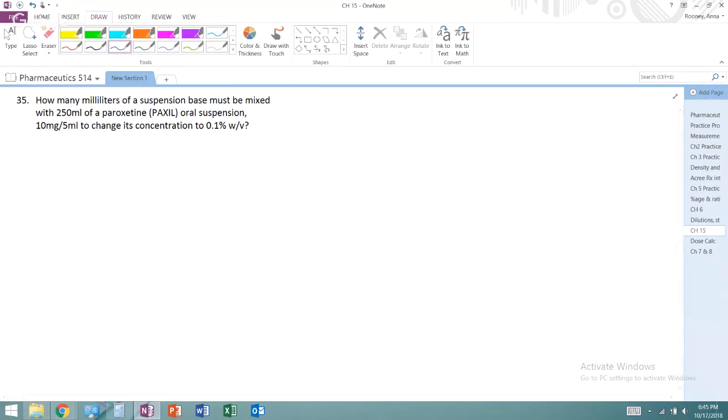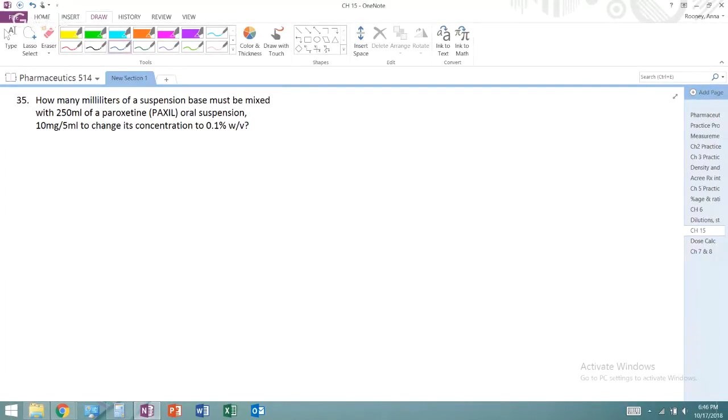All right. How many milliliters of a suspension base must be mixed in with 250 milliliters of Paxil if 10 milligrams for 5 milligrams? All right, so we're in two different worlds, so we can go one way or the other. We can either go from the percentage and go into the actual weight per volume, or we can go from the weight per volume and go to the percentage.